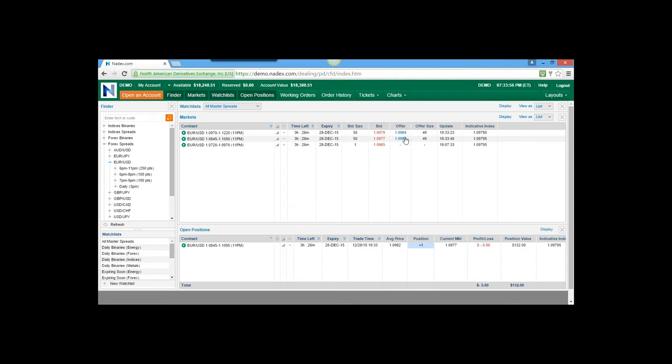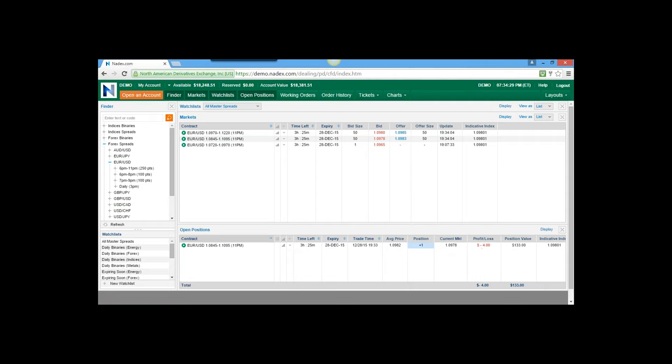Right now, what can I sell it for? Well, the offer side is what I can buy for. The bid side is what I can sell for. See that? So right here, I bought it. What did I buy it at? 0982. What can I sell it for right now? 0978. So the difference of where I bought compared to what I can sell for right now is what? Negative $4 difference. That makes sense?